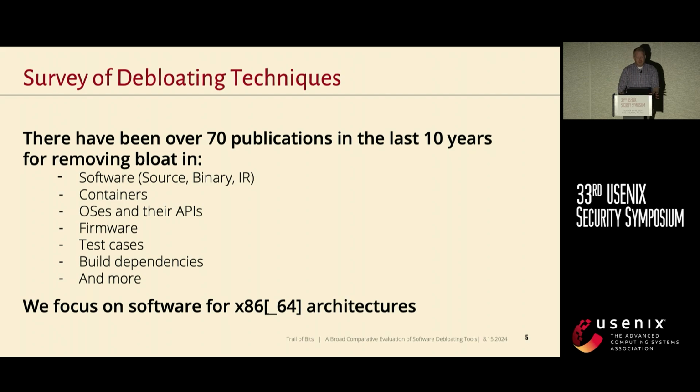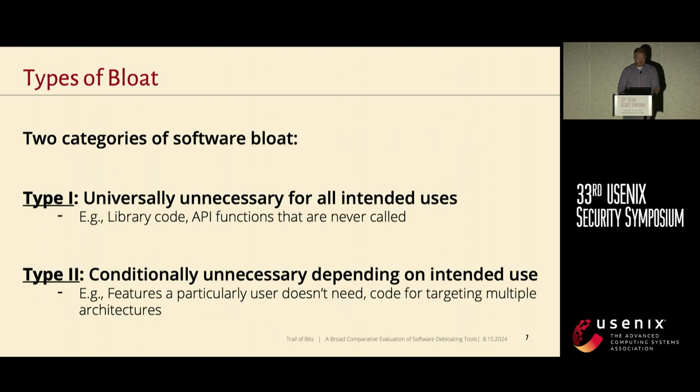Before we jump into the actual evaluation, let's go over a little bit of background. There have been over 70 publications in the last 10 years focused on trying to remove bloat, primarily in software, but also in software containers, operating systems, or APIs, like their system call ledgers, firmware, test cases, you name it. Specifically, we're focusing on software debloaters for x86 and x86-64 architectures. Standard disclaimer up front: our findings are limited to these, so please understand that we're not trying to extend these claims to anything other than software debloating.